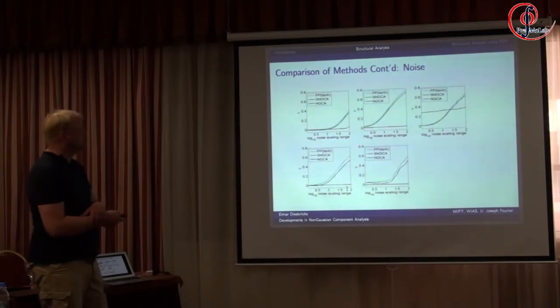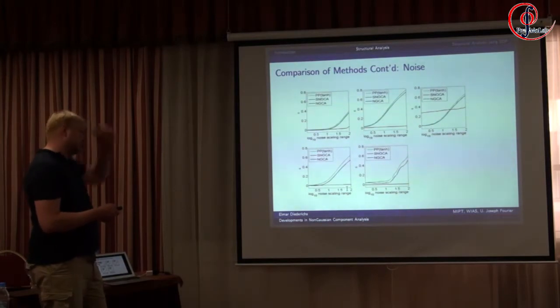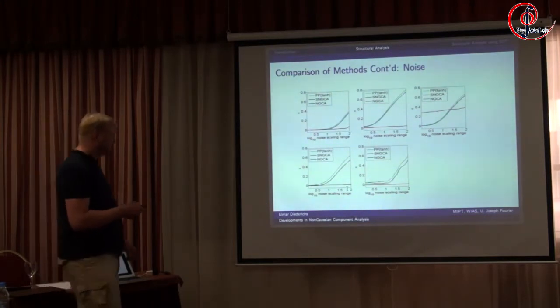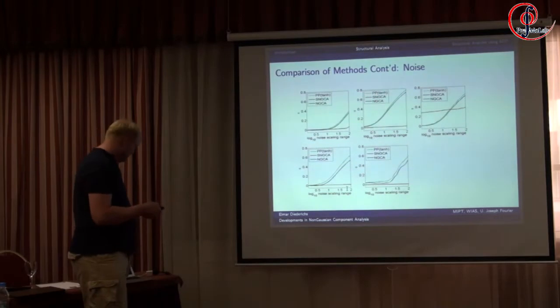I have made some comparison of the method with respect to noise, and it's not surprising that the sparse non-Gaussian component analysis is more or less stable under noise. The noise scaling range here is done in the following way. We have deviation from normality that increases in a geometrical scale in this field. Other methods depend on the inverse of the covariance matrix, they depend on this.